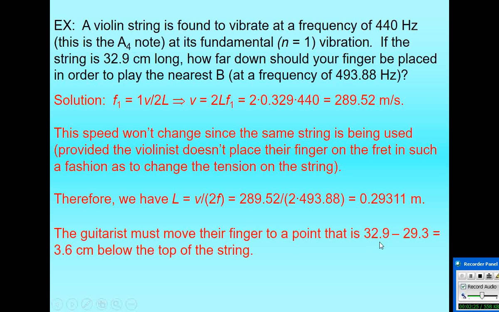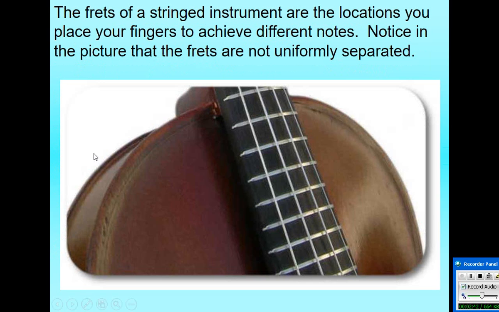So, 32.9 centimeters minus 29.3 centimeters equals 3.6 centimeters. I need to place my finger 3.6 centimeters below the top of the string on the violin to get this new note. This is part of what goes into the determination of the location of the frets, F-R-E-T-S, on a stringed instrument. There are other complications that go along with it, but this is one of the major determinants.